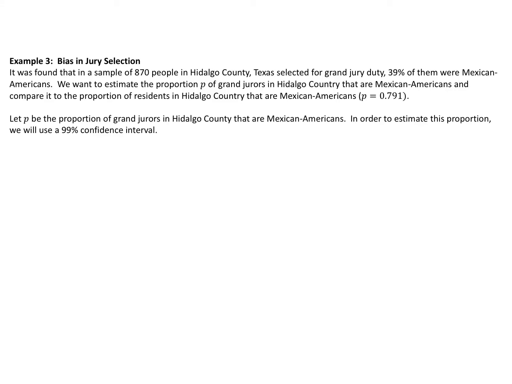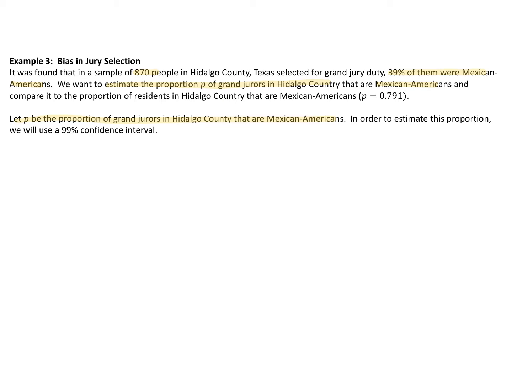In this example, we want to know if there is bias in jury selection. So we take a look at a sample of 870 people in Hidalgo County, Texas, who were selected for grand jury. It turns out that out of the 870 people, 39% of them were Mexican Americans. So we want to estimate the actual proportion of grand jurors in this county who are Mexican Americans. Let p be the proportion of grand jurors who are Mexican Americans. We're going to build a 99% confidence interval to estimate p.